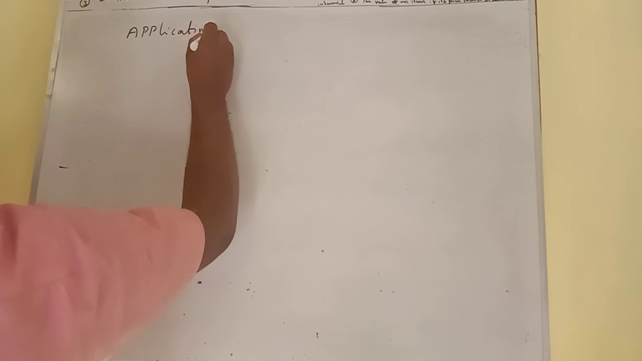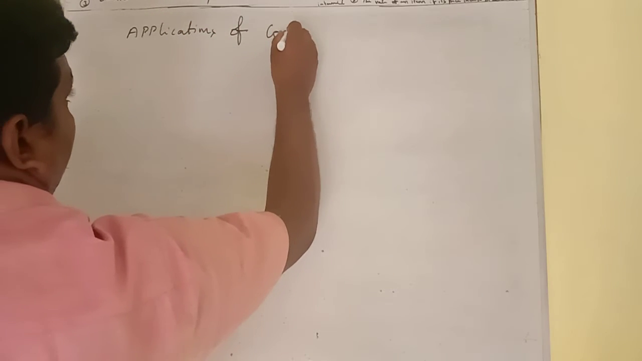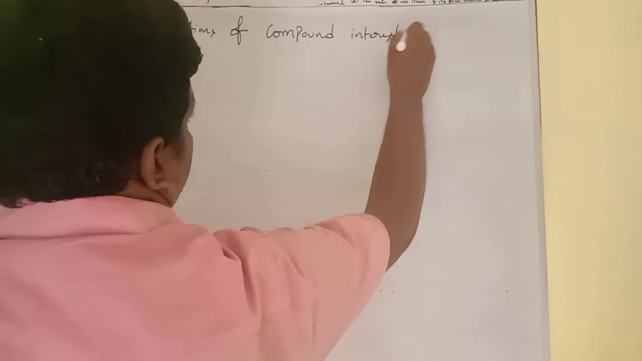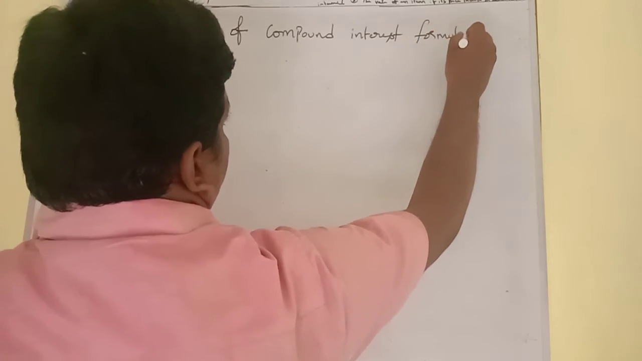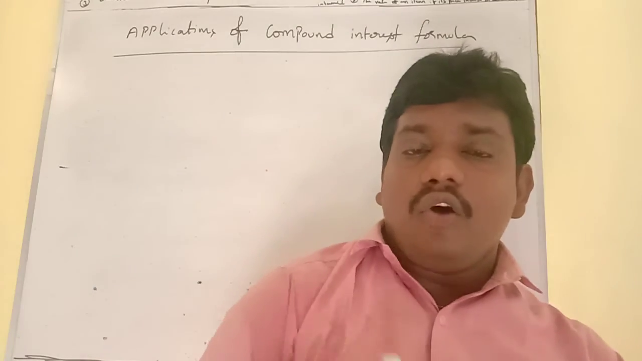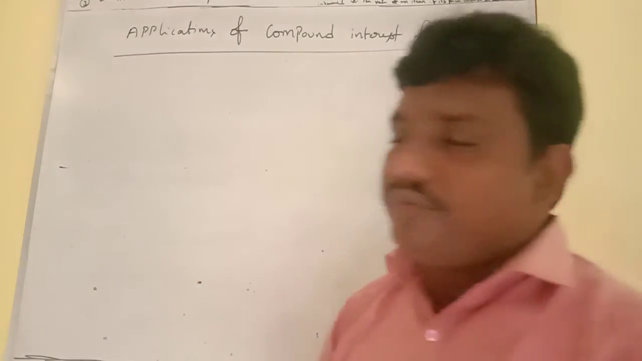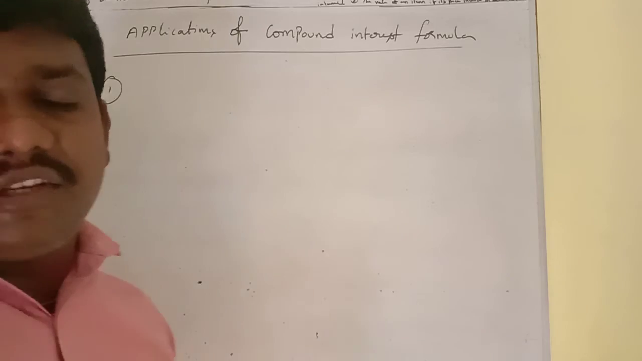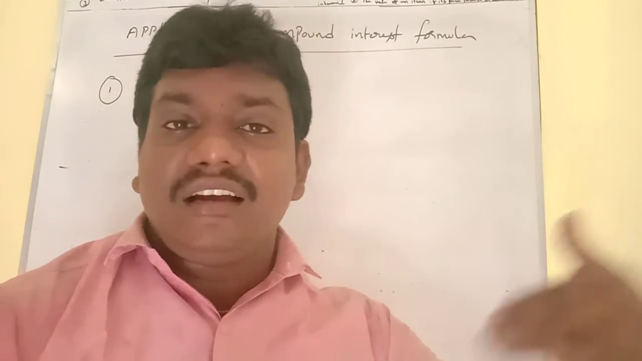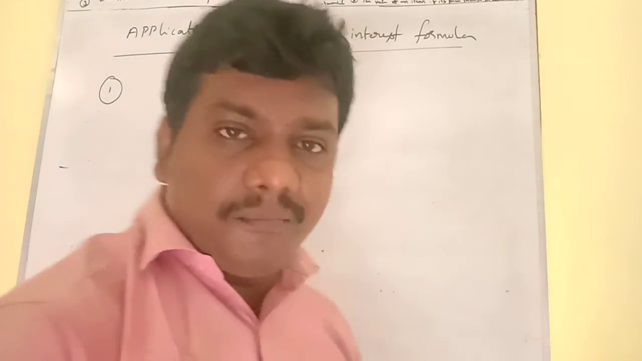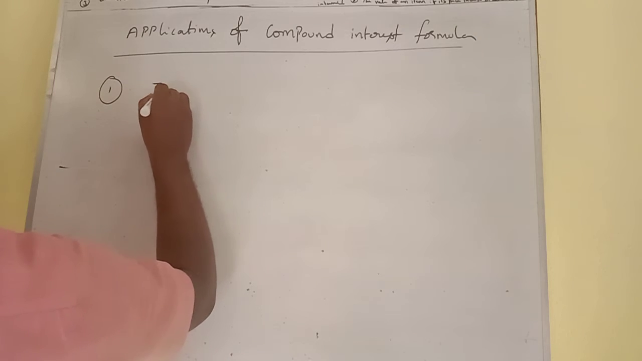Applications of compound interest formula. Once you are familiar with the compound interest formula, how many types of questions are we going to solve? The first area is increase or decrease in population. If the population of a city is increased or decreased, then you may choose the compound interest formula.